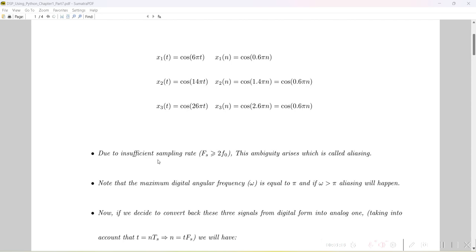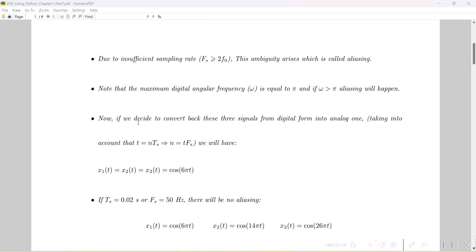Due to insufficient sampling rate, this ambiguity arises, which is called aliasing. Note that the maximum digital angular frequency, omega, is equal to pi in the digital environment. And if omega is greater than pi, aliasing will happen. Please write it down.